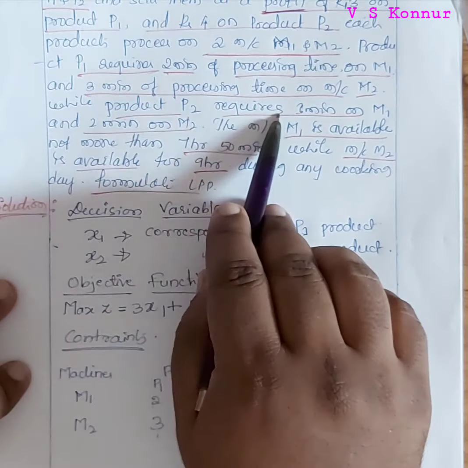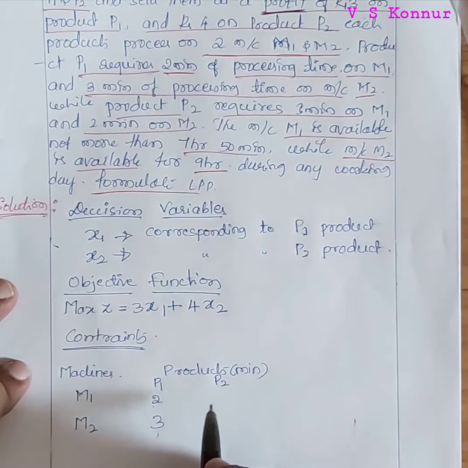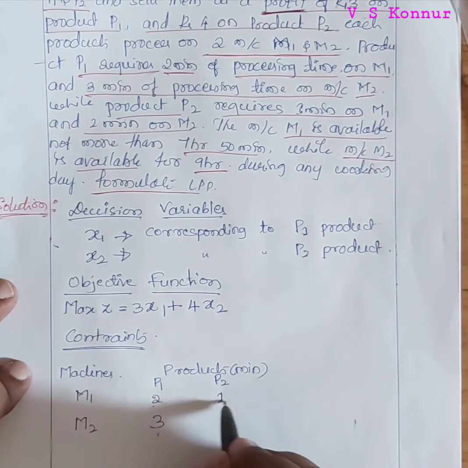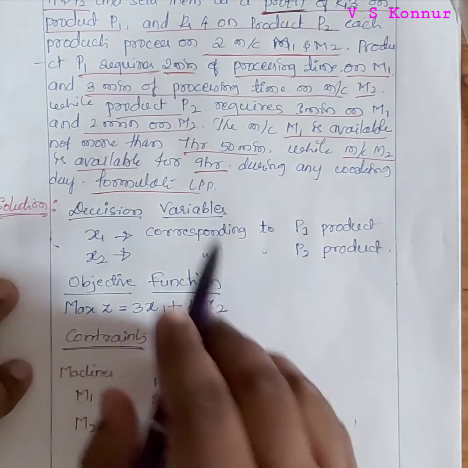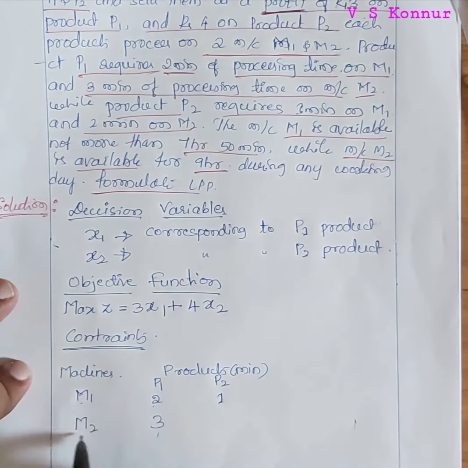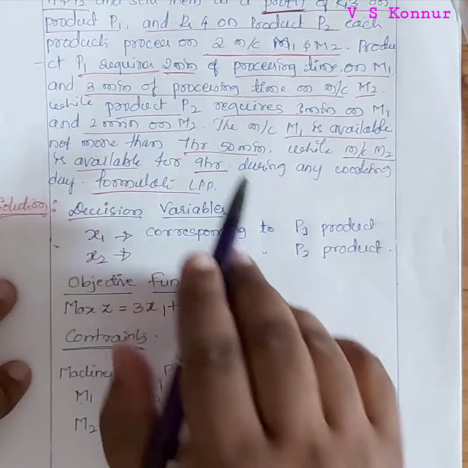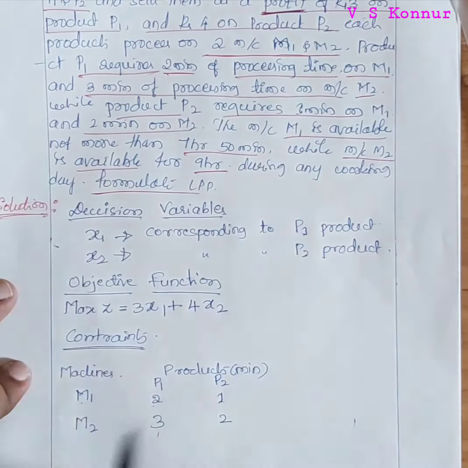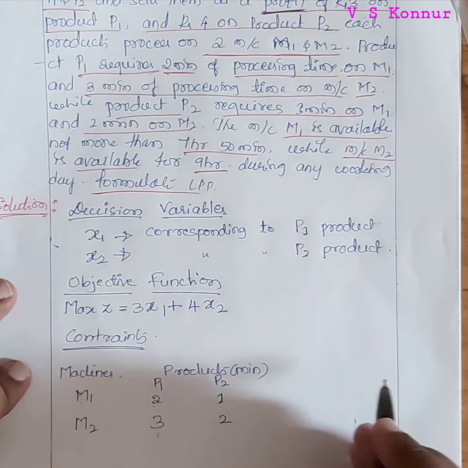While product P2 requires 1 minute on M1 and 2 minutes on M2. On M2 it requires 2 minutes to complete. And the M1 is available.